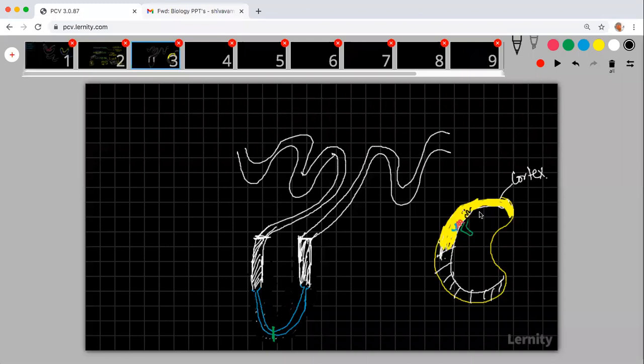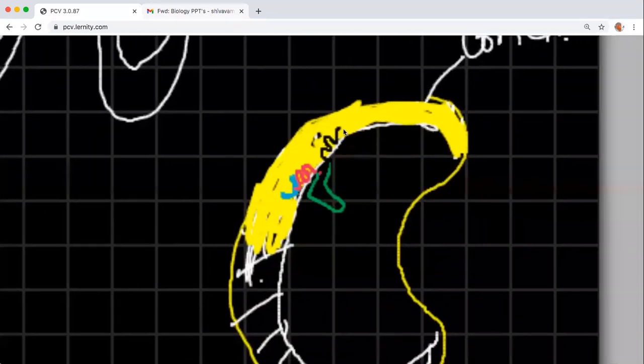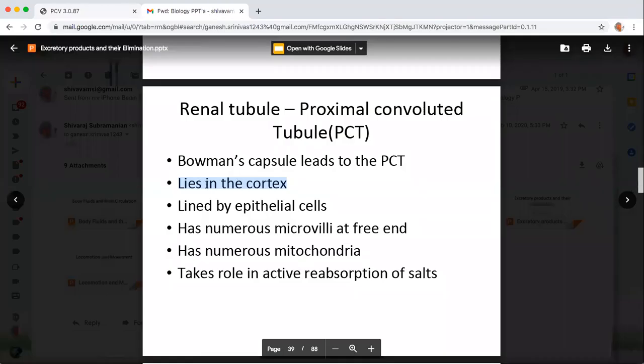Is this diagram helping? If you see this, this is how it will be. This is your Bowman's capsule, which lies in the cortex region. Then this red color is again the cortex region, which is your PCT. Your loop of Henle is coming down into the medullary region, and then you have your distal convoluted tubule, which is again in the cortex region. So this is the position. Each nephron will be this way only.